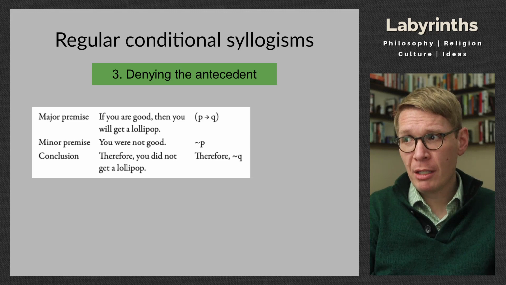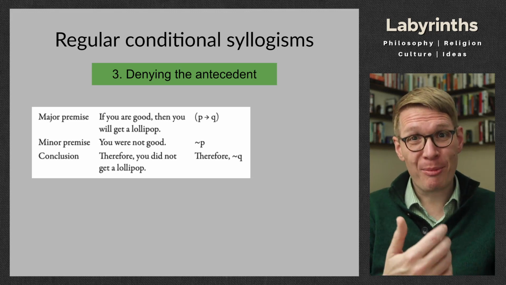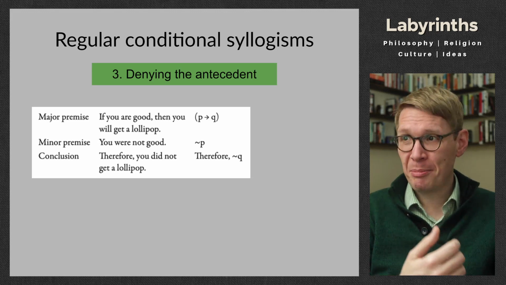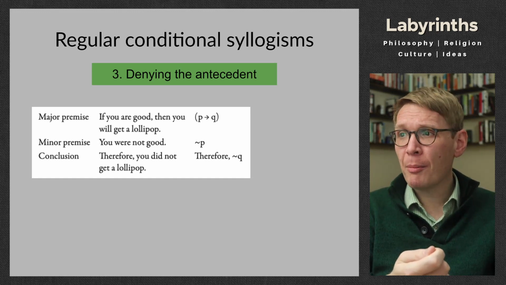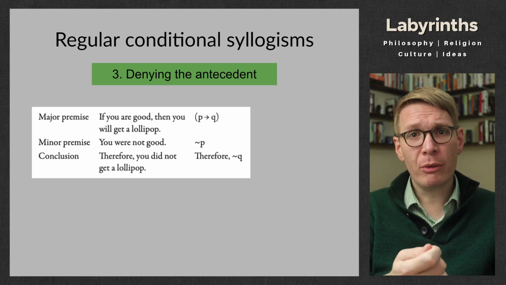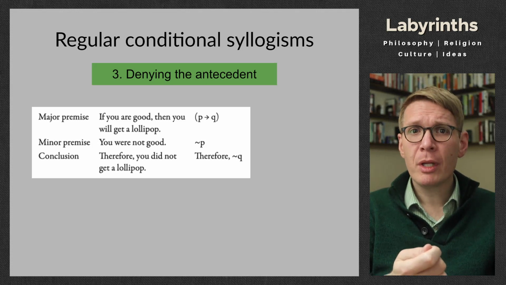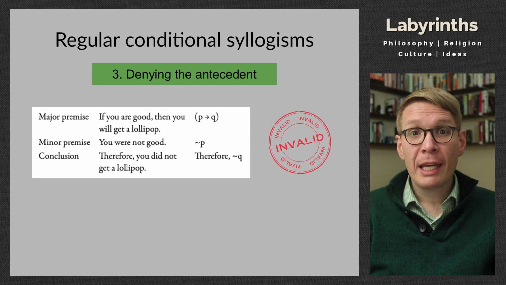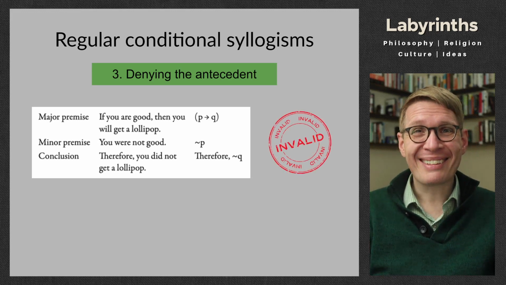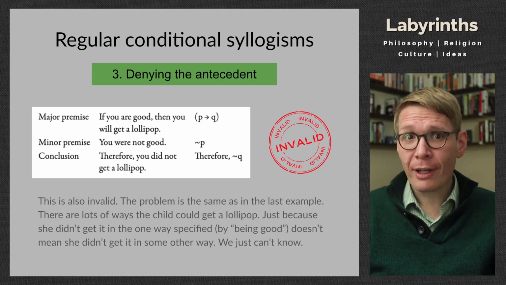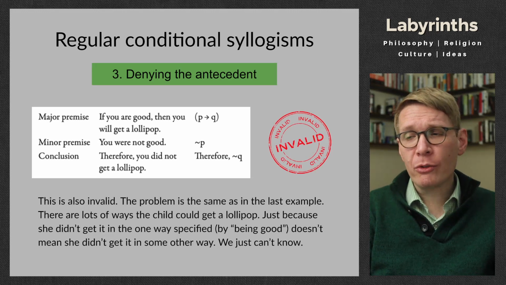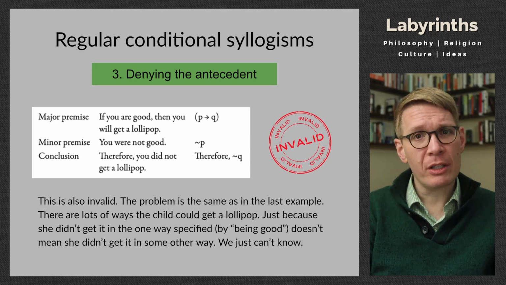So if P, then Q, and the information I'm bringing to bear here is not P, right? I happen to know that I was not good. Can I therefore conclude with logical certainty that I did not get a lollipop? And the result here is that this is not a valid argument. And let's take a look at why it is not a valid argument. It's also invalid. The problem is the same as in the last example.